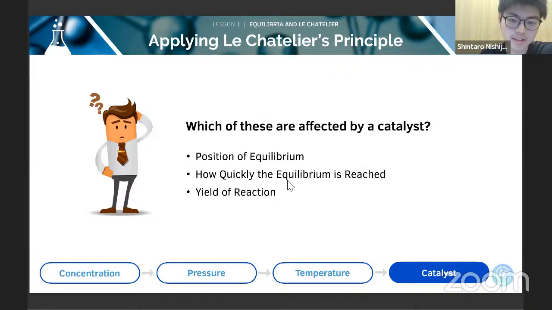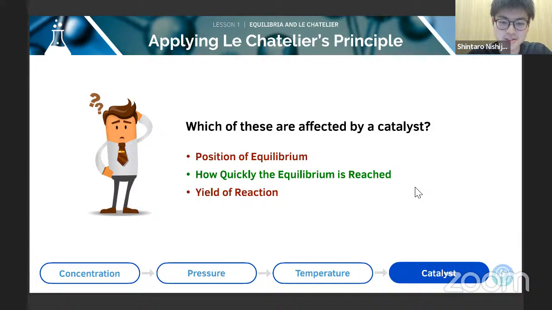Yeah, it's exactly right. I like to imagine the catalyst like the double speed button when you watch YouTube videos, which you will do a lot when you start watching lectures at university. Essentially, that's what a catalyst does. It speeds up the forward reaction, the backward reaction, and how quickly the equilibrium is reached. It just speeds up everything.